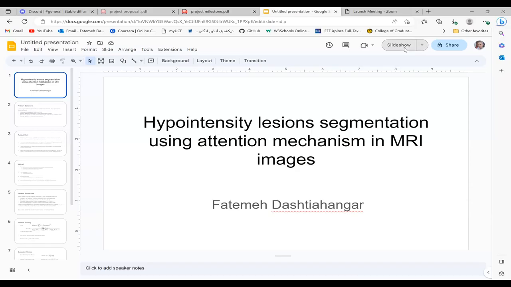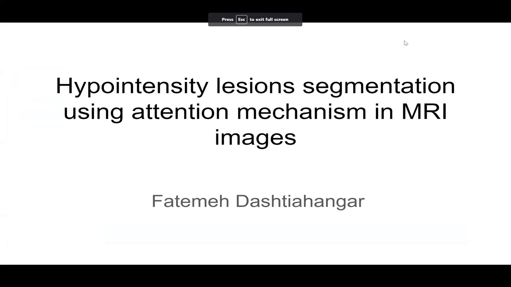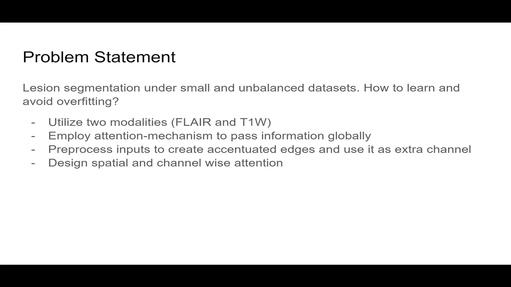In this research project, I want to talk about hypointensity lesions or MS lesion segmentation using attention mechanism in MRI images. MS is an autoimmune disease that causes lesions in the brain's white matter tissue, and we use MRI to visualize and diagnose this kind of disease. The challenge here is that lesion segmentation over a data set which is very small makes learning more difficult because the model overfits.